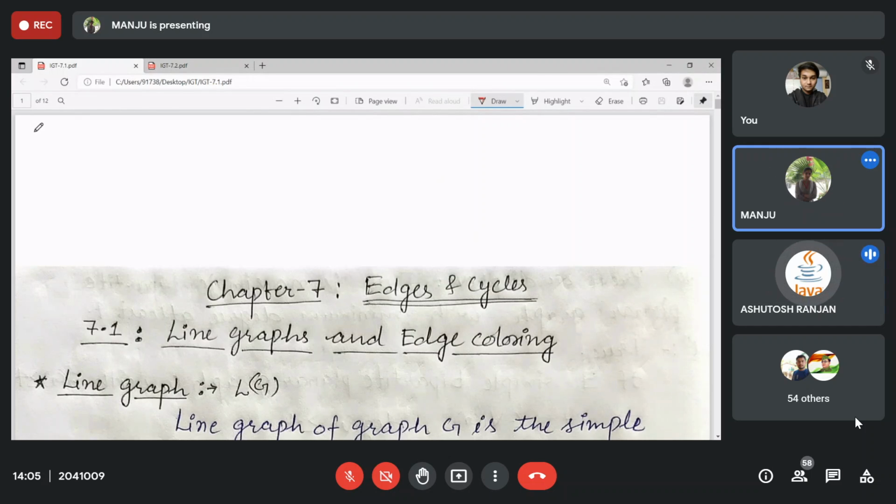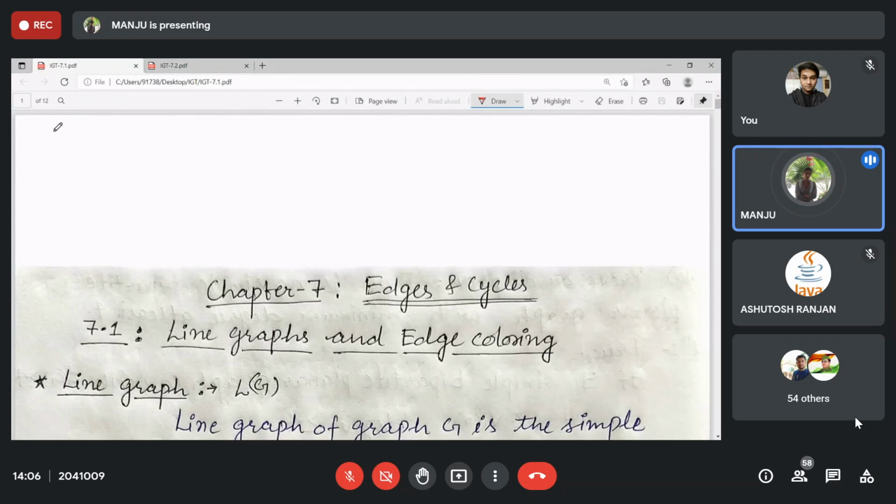Ma'am, vertex coloring is the coloring of vertices. Proper coloring is the coloring in which adjacent vertices get different colors, and the least proper coloring is the chromatic number. If proper coloring is done with the help of k number of colors, then it is said to be k colorable. The graph is k colorable if a proper k coloring exists.